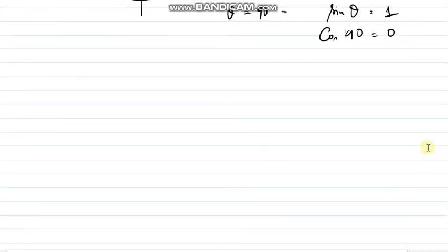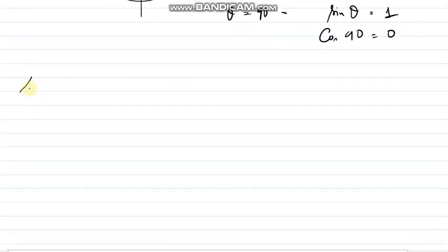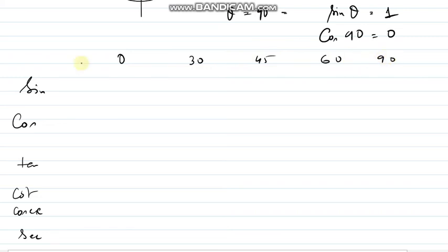Now how to remember these values? Just check. Sine, cos, tan, cot, cosec, sec. How to remember this table? 0, 30, 45, 60, 90. First I am going to learn the simple things: 0, 1, 2, 3, 4. All of you know this 0, 1, 2, 3, 4, right? So I am going to divide them by 4.